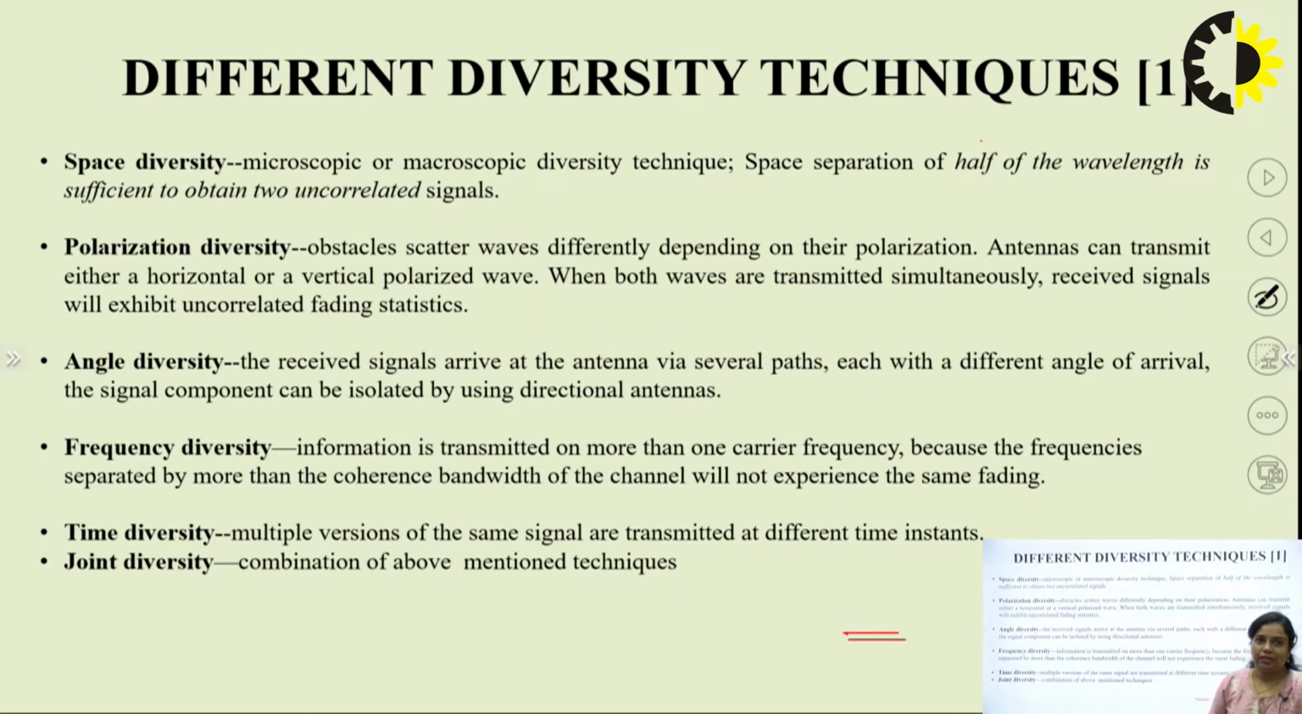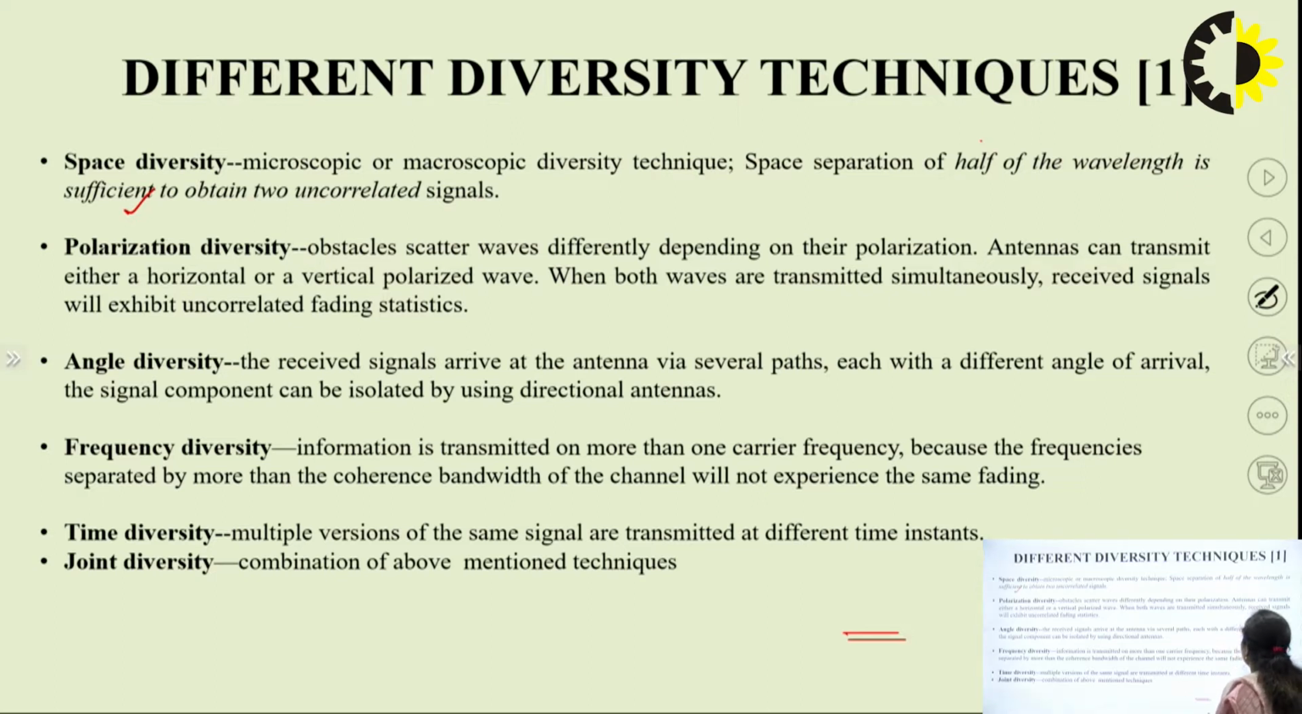Different diversity techniques are dependent on the area which it is going to cover, but we can also divide them using the antenna or the relationship between the different signals that have been transmitted. So, the first type of technique will be the space diversity. In this case of space diversity, it can be microscopic, it can be macroscopic diversity technique.